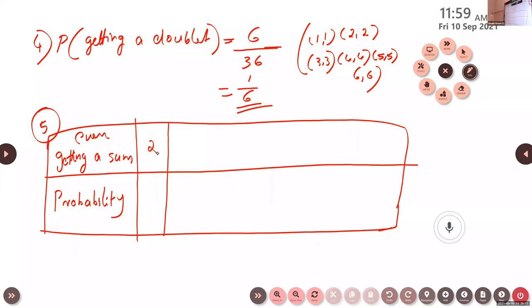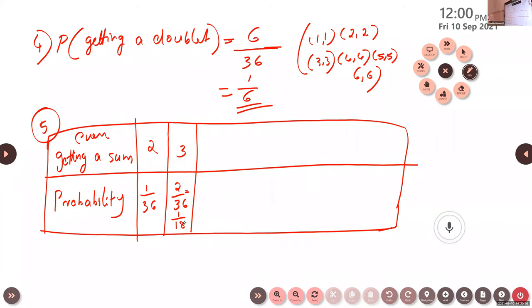How many options for getting a sum 2? One plus one. Only one. Only for that option we will get a sum 2. So it is 1 by 36. Okay. Getting a sum 3: one, two, and two, one. So there are two. So 2 by 36. That is equal to 1 by 18.